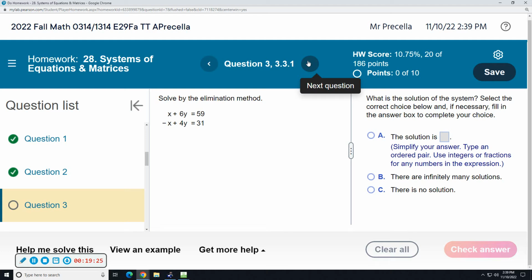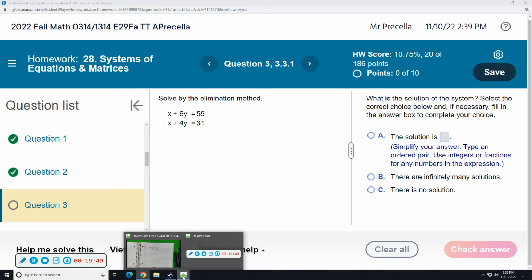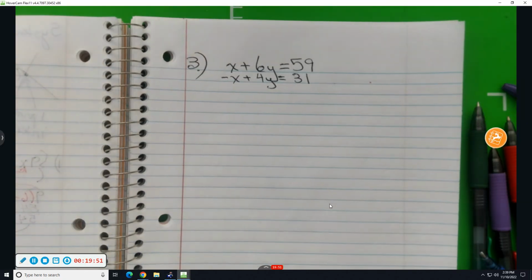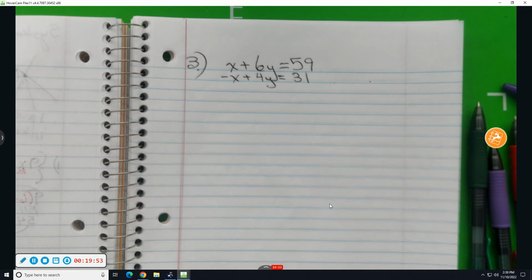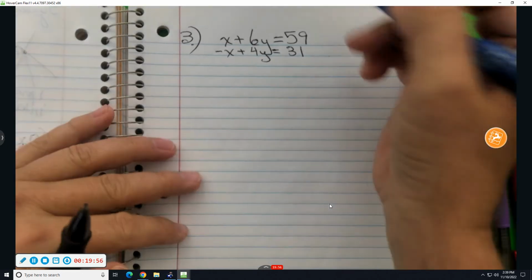So we want to solve by the elimination method. The only way to discuss the elimination method is to look at an example, and this is an excellent example. We have x plus 6y equals 59, and negative x plus 4y equals 31. And let's switch over to my tablet. Here they want us to use elimination.